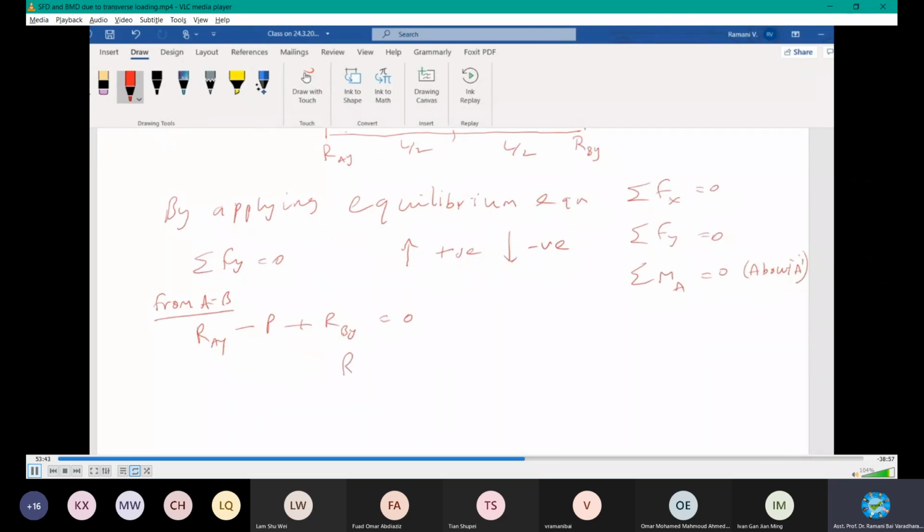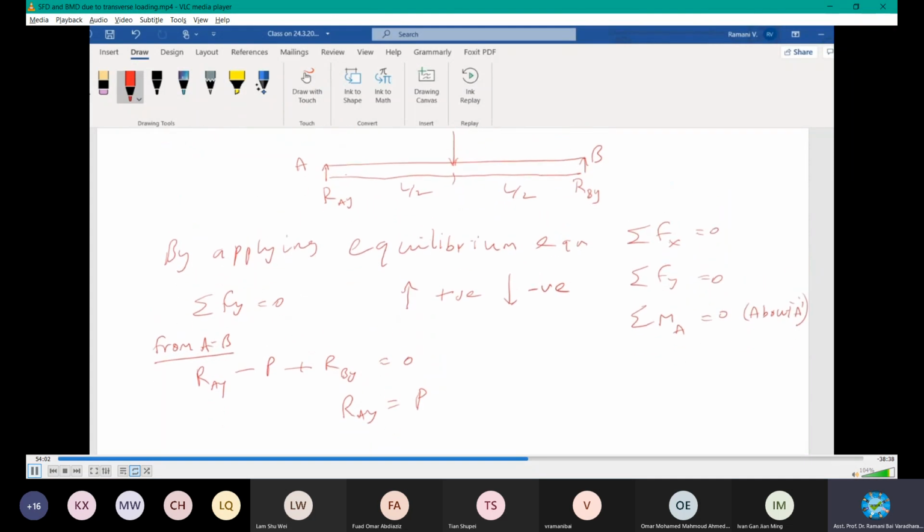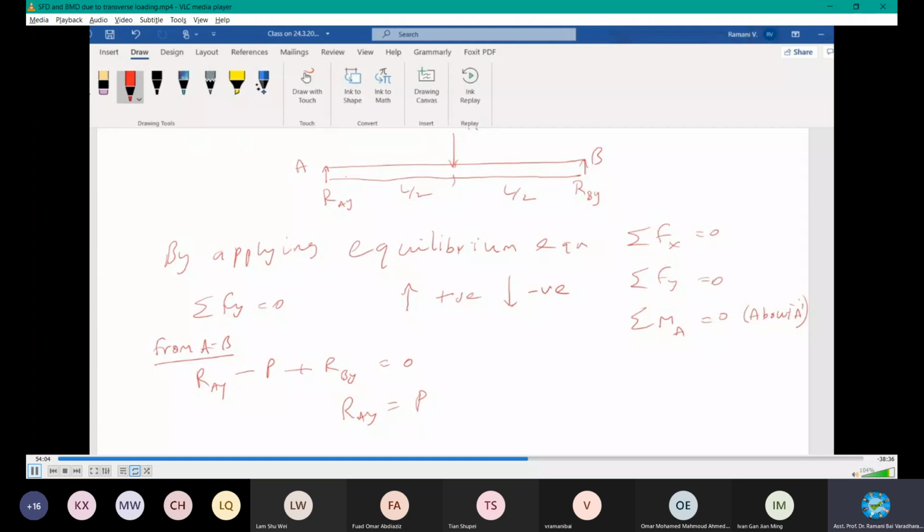From here, I can find RAY. My RAY is equal to P minus RBY, right? So I bring the P to this side, and then my RAY, RBY.